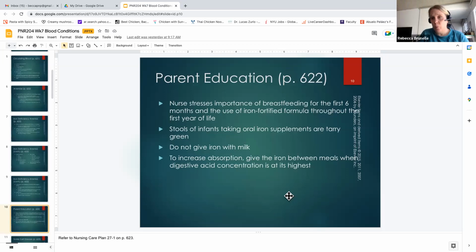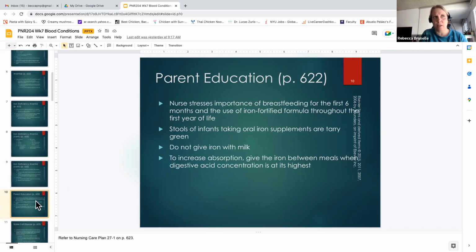We've talked about this when we were talking about infants: breastfeeding or iron fortified formula for the first 6 months, and then no milk until a year. And then this one here, so you can give vitamin C, but if they're not at the stage where they're really drinking orange juice or anything, you give it between meals when there's a higher concentration of digestive acid for the best absorption if they need an iron supplement.